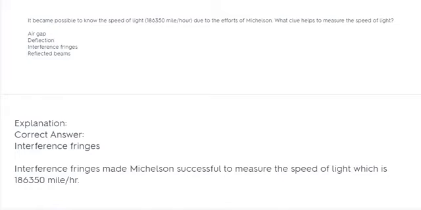It became possible to know the speed of light due to the efforts of Michelson. What clue helps to measure the speed of light? Air gap, deflection, interference fringes, reflected beams. Explanation. Correct answer: interference fringes. Interference fringes made Michelson successful in measuring the speed of light, which is 186,350 miles per hour.